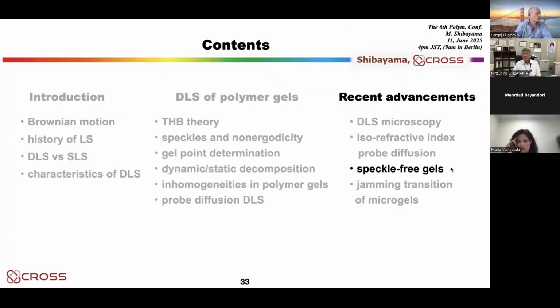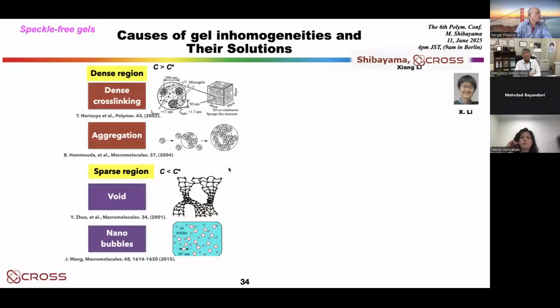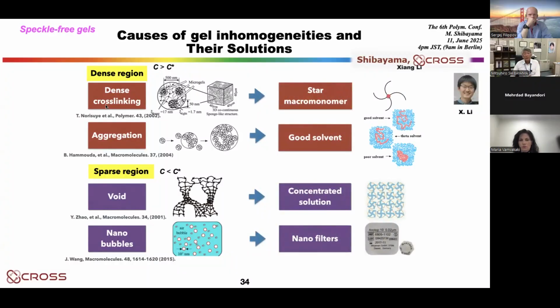Okay, now let me move to another system, a speckle-free gel. So far, we have a long history, but the gel is inhomogeneous. It is inevitable to remove the cross-linking heterogeneity. So my colleague Shan Li tried to remove these heterogeneities with many strategies. There are two cases, high concentration and low concentration. In high concentration, there's a dense region, with some inhomogeneity because of the highly cross-linked, fast connected part, and also aggregation may occur. On the other hand, in sparse regions, because of a lack of polymers or cross-linkers, there are voids or nanobubbles. So we try to remove all of these causes.